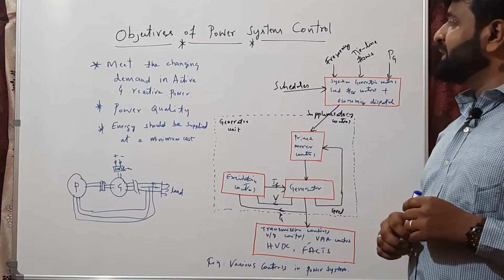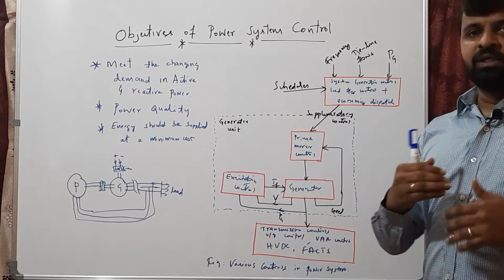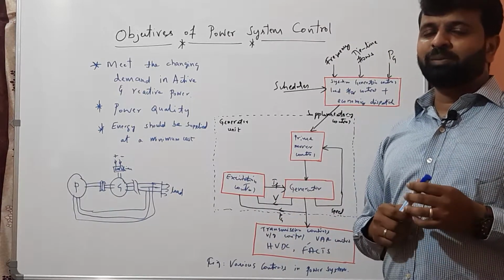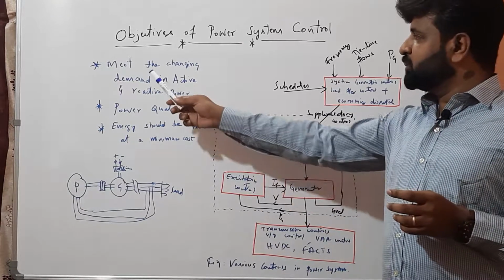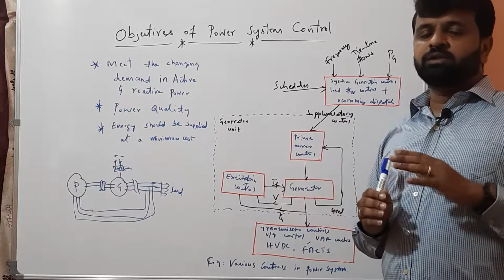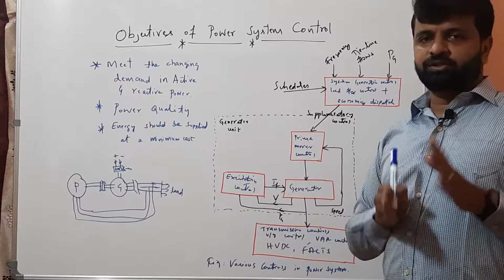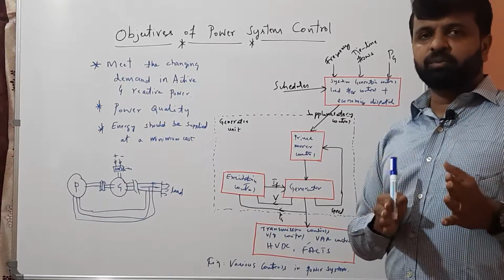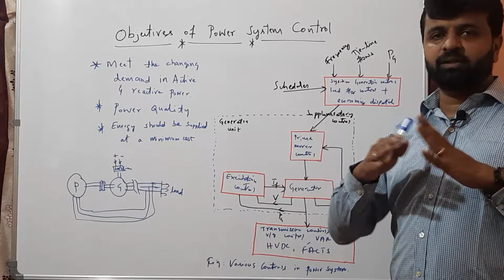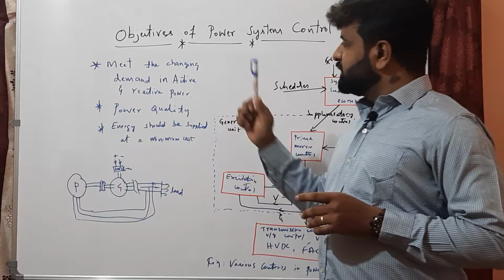One is to meet the changing demand in active and reactive powers. Of course, when there is a sudden variation in the load in a system, stable conditions should be maintained at the moment to meet the demand in active and reactive power. So there should be a balance of reactive power and also stability in the system. That means the quality of the power should be maintained, that is, a sinusoidal waveform. It should be maintained in the proper desired manner. This is the first objective.